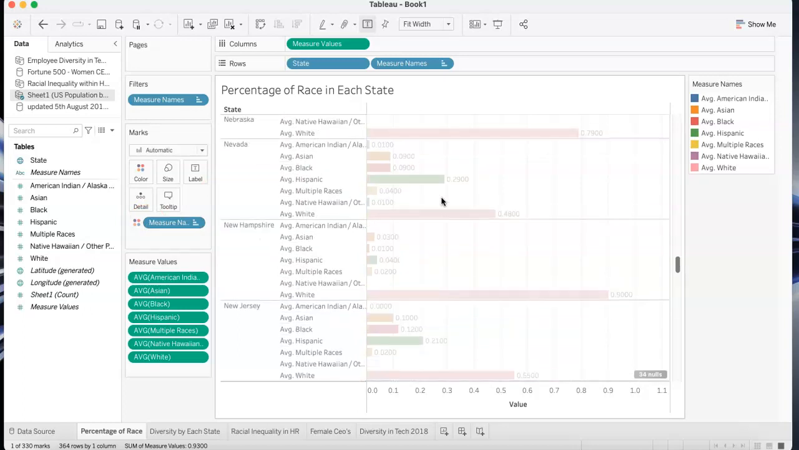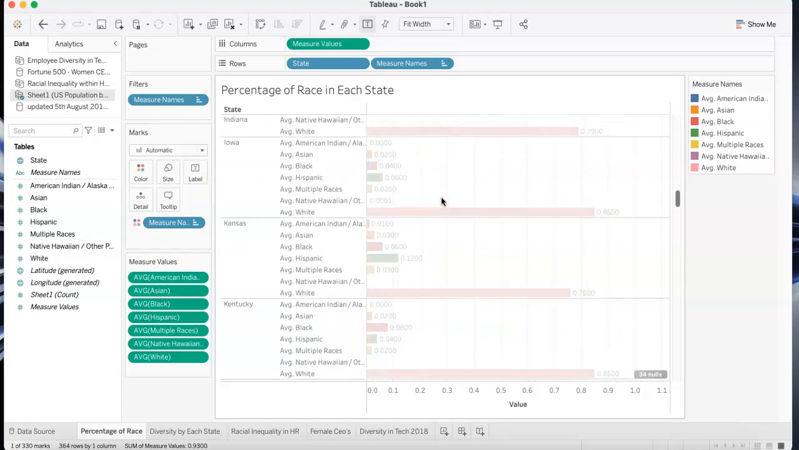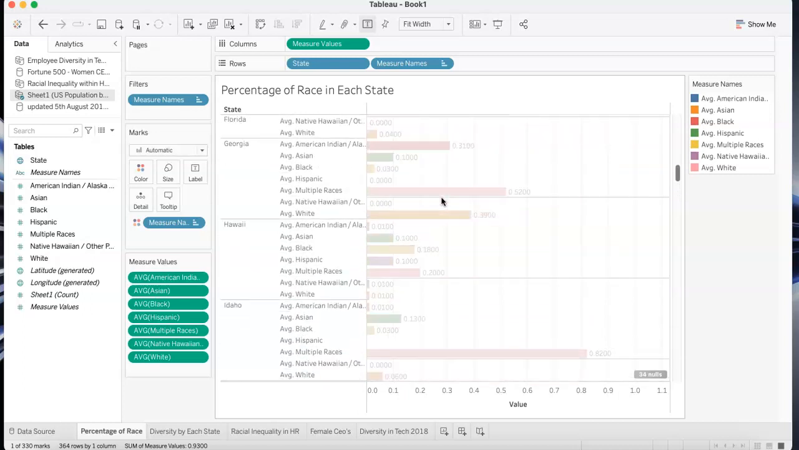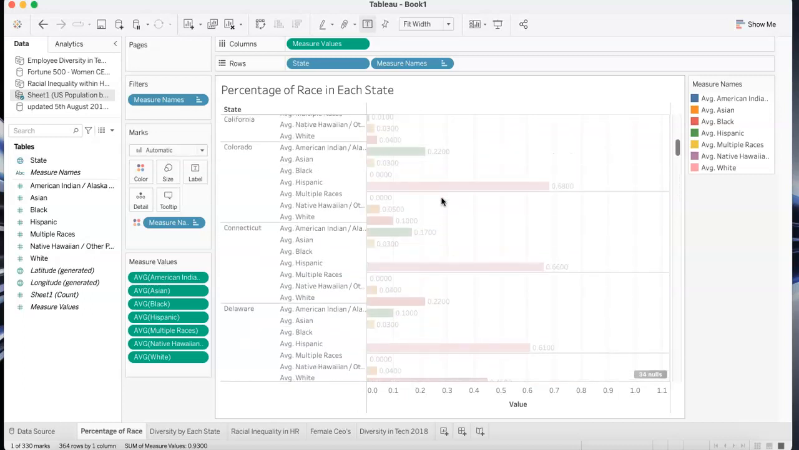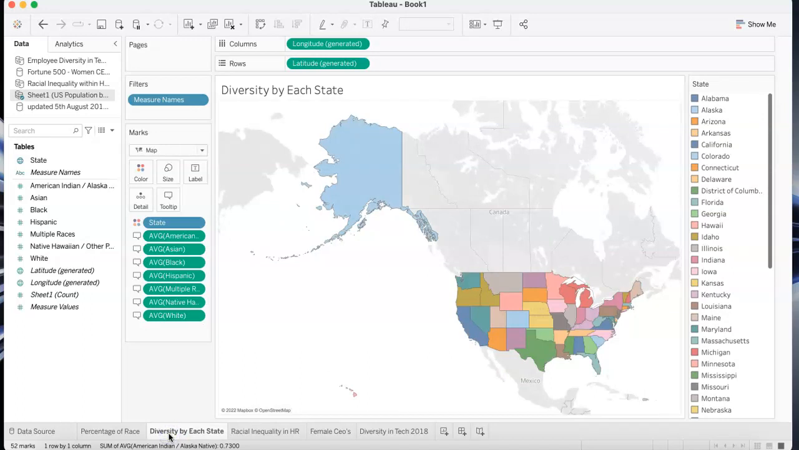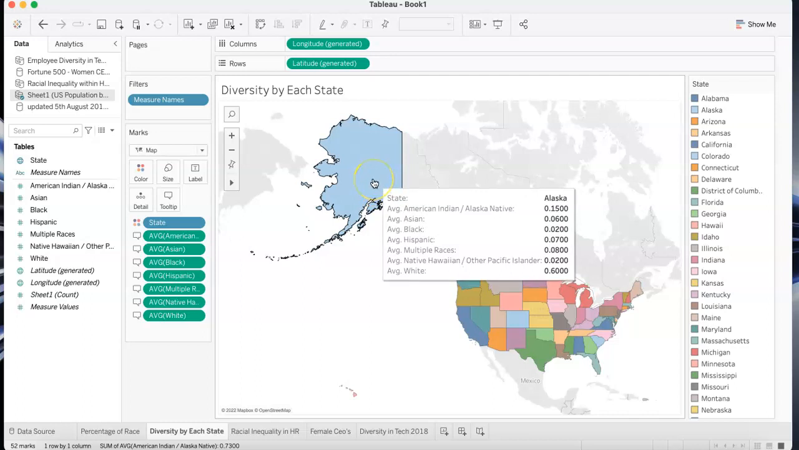Going from all 50 states, it was broken down based on race, on the percentage of each race and identity. And since this is a lot of data to go through, I decided to break it down in another way that's a little bit easier for all of us to understand. By making a map by longitude and latitude, and also filtering my measure names, state, and also by race, I was able to pinpoint each state and base their color on race and other identities.